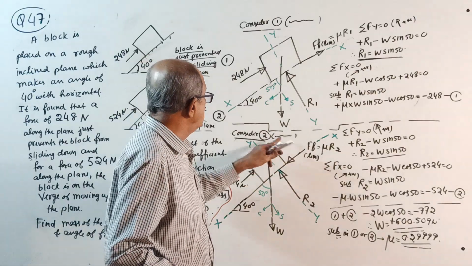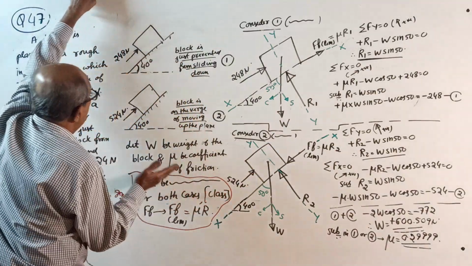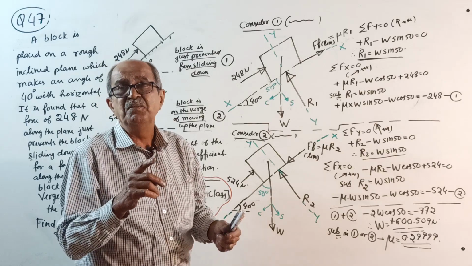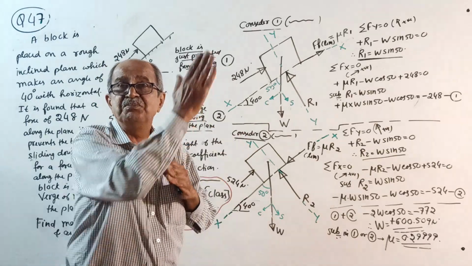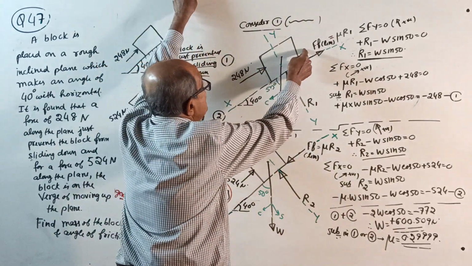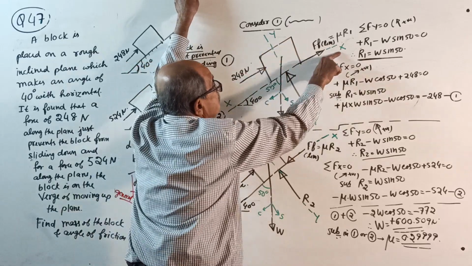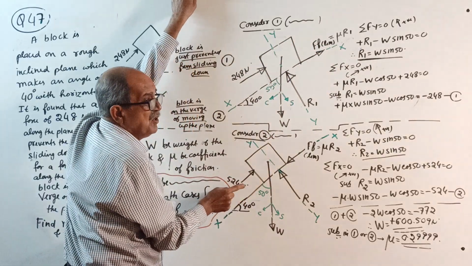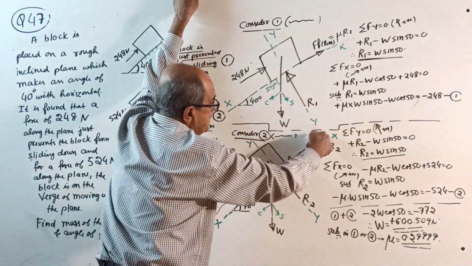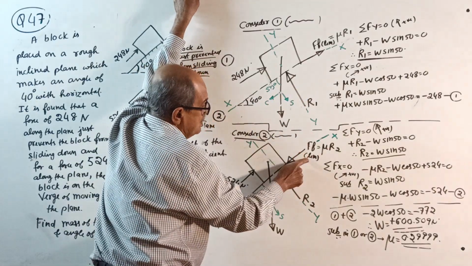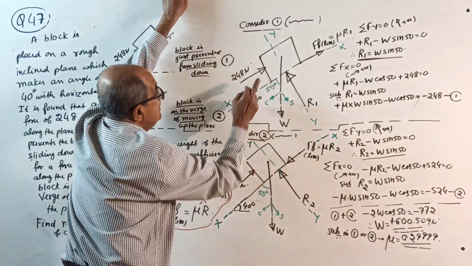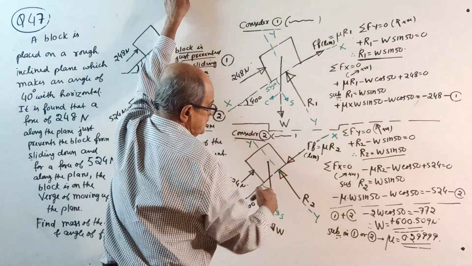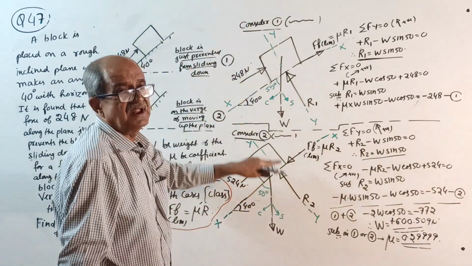Right, here, consider 2: a force of 524 Newton will make the block on the verge of moving up. See, the earlier force was just preventing it from sliding down, so friction is this way because the tendency of the block is to slide down. Here, this force will make the block move up. Therefore, friction gets reversed. Be very careful. Sliding down means friction this way. Moving up means friction this way. Let R2 be the normal reaction.